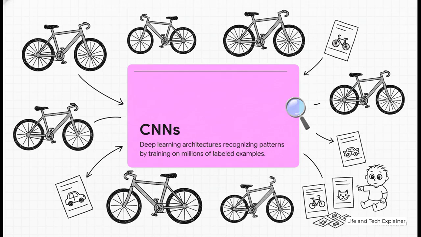Imagine sitting down with a toddler and showing them a million different flashcards of a bicycle, from every angle and every lighting condition, until they just intuitively understand what makes a bicycle. That's what a CNN does. And it is the exact breakthrough that completely transformed modern machine vision.